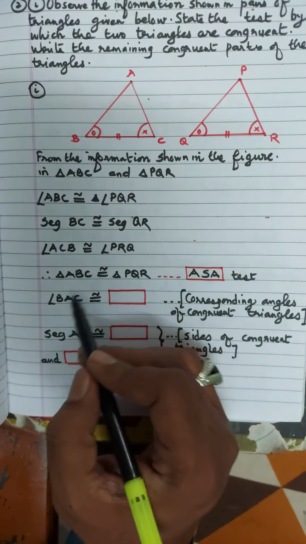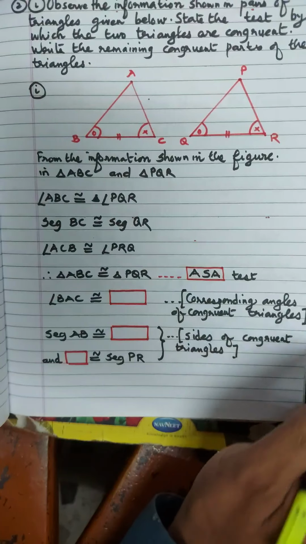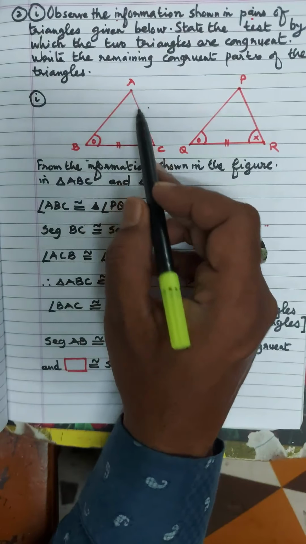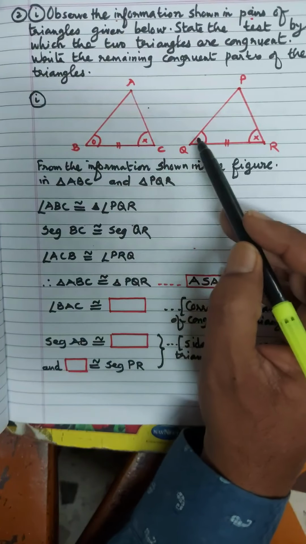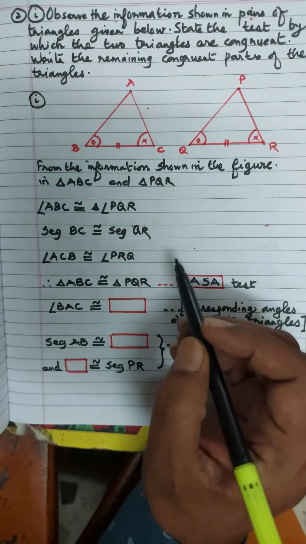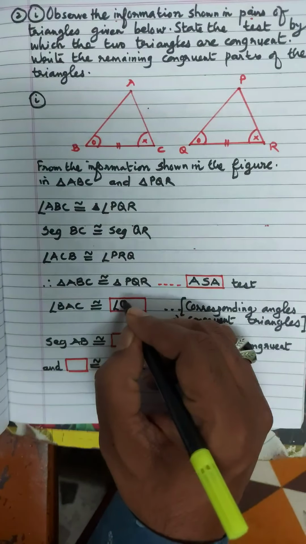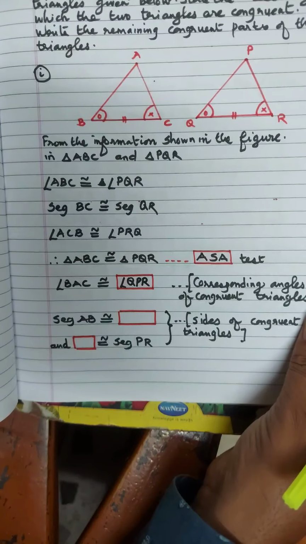Now see here, angle BAC is congruent to dash, corresponding angles of congruent triangles. Now see here, angle BAC. BAC is moving like this. So our next angle is QPR. So the next corresponding angle is QPR. We need to pay attention here also.